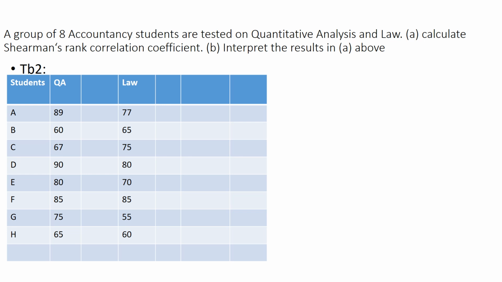So in this question we are given that a group of 8 accountancy students are tested on a quantitative analysis and law, and then calculate the Spearman's rank correlation coefficient, and then interpret the result.